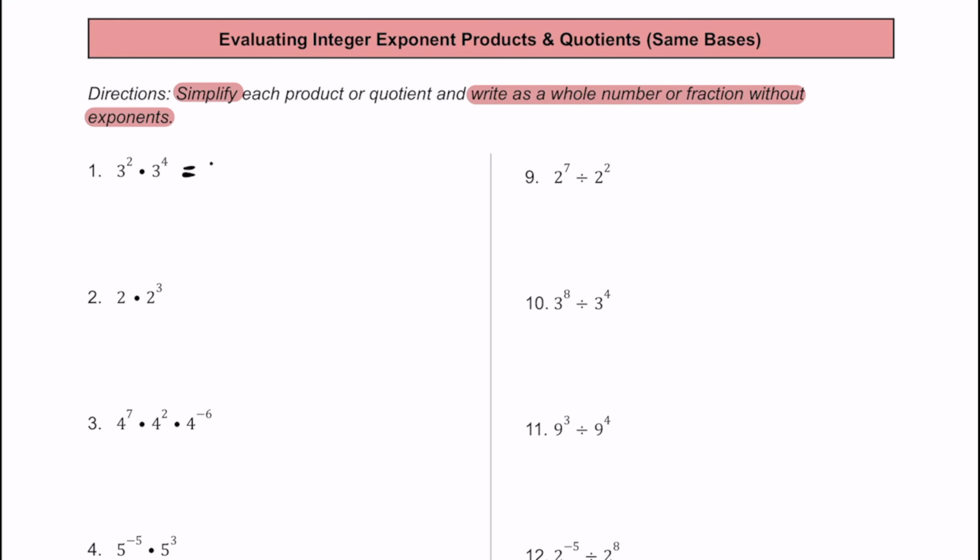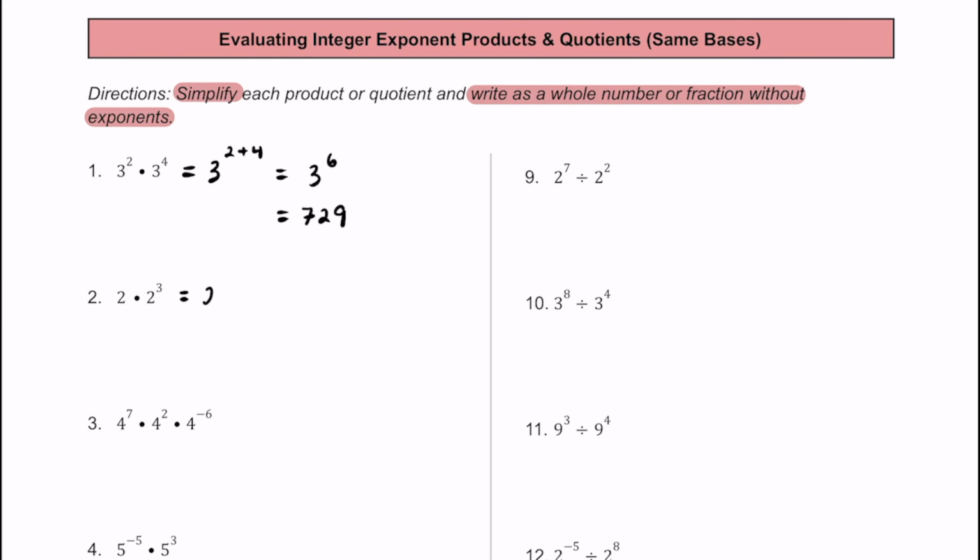They have the same base, so what we can do is add their exponents together. So that's going to be 3 to the 2 plus 4 power. If we do that, we're going to have 3 to the sixth power. Now remember, this is really just 6 3's multiplied together, so feel free to pause the video to try this part on your own, but you should get a total product of 729, which is the value of 3 to the sixth power. For number 2, we have 2 times 2 to the third power.